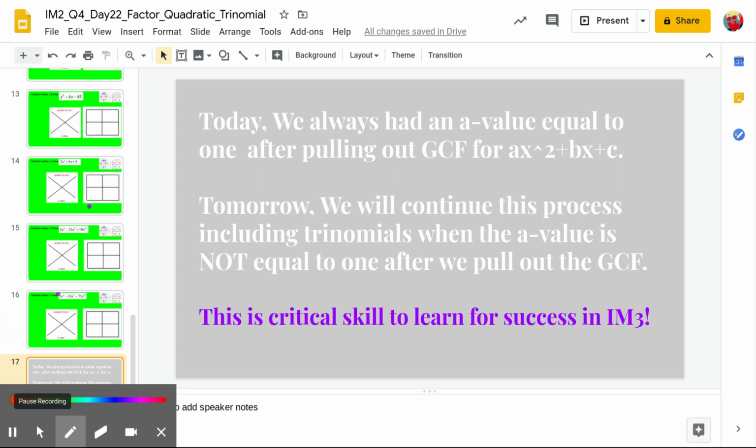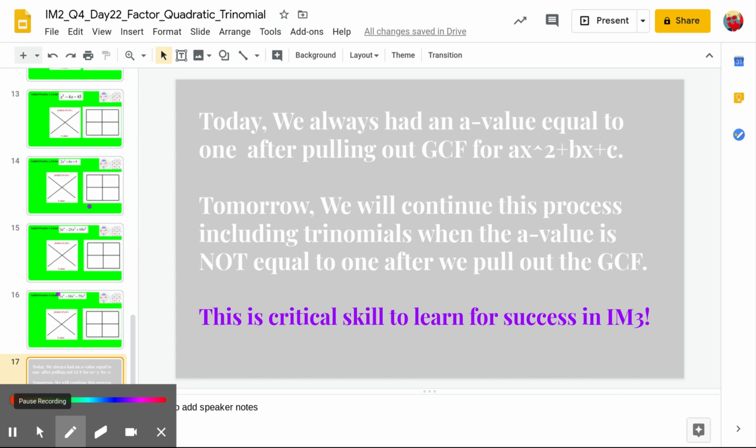So in closure, today we mostly had the A value always 1 after we pulled out the GCF, except for that one problem that I made a mistake on. But that turned out to be a beautiful problem. But most times, when we could factor the trinomial, the A value was always 1.